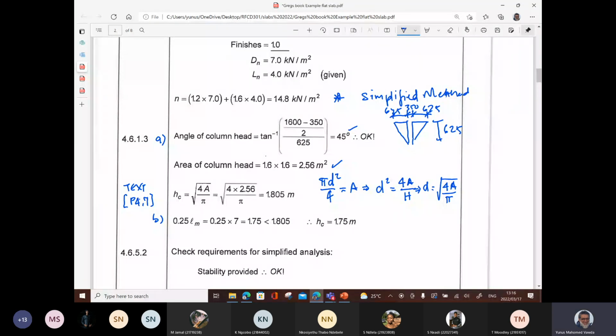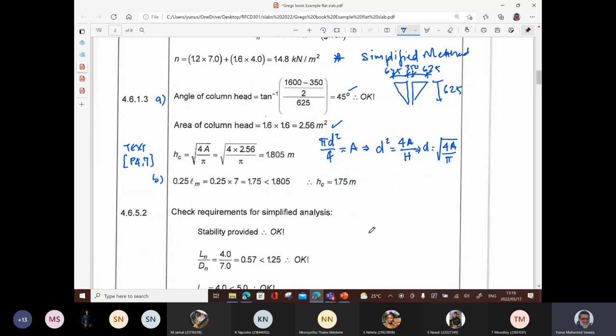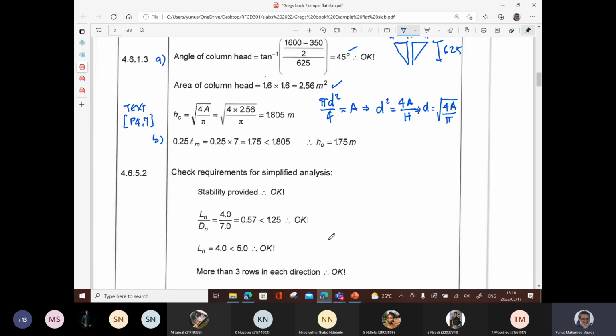So lc is 1.25 times 1.805, and a quarter of lm is 1.75. So the head is actually greater than that, therefore lc is 1.75. You can't exceed 0.25 lm in calculating the value of lc. So whatever it comes to, you have to restrict it to 0.25 lm. You look at page 4.7 at the bottom there, the second paragraph up from the bottom says it may not be taken as greater than 0.25 times the average dimension of the panel.